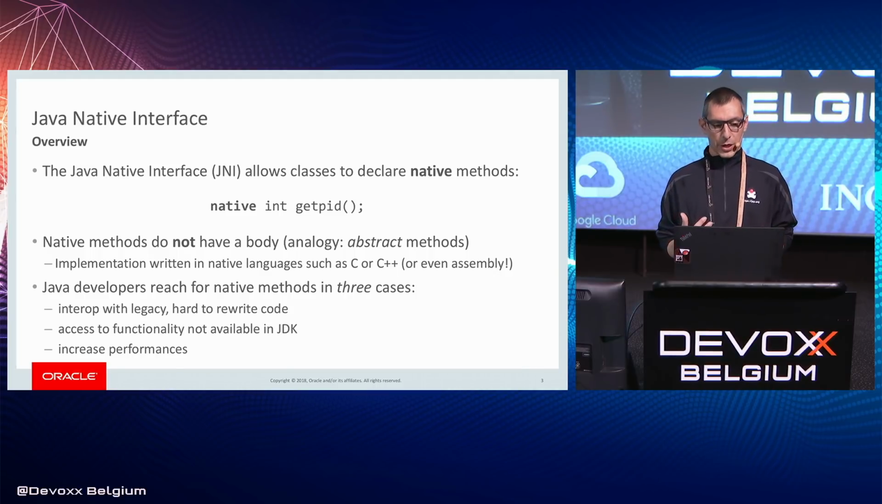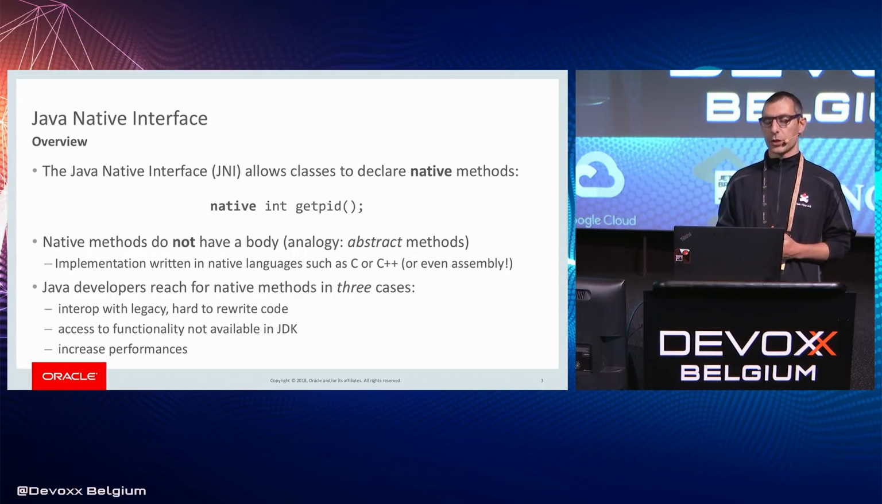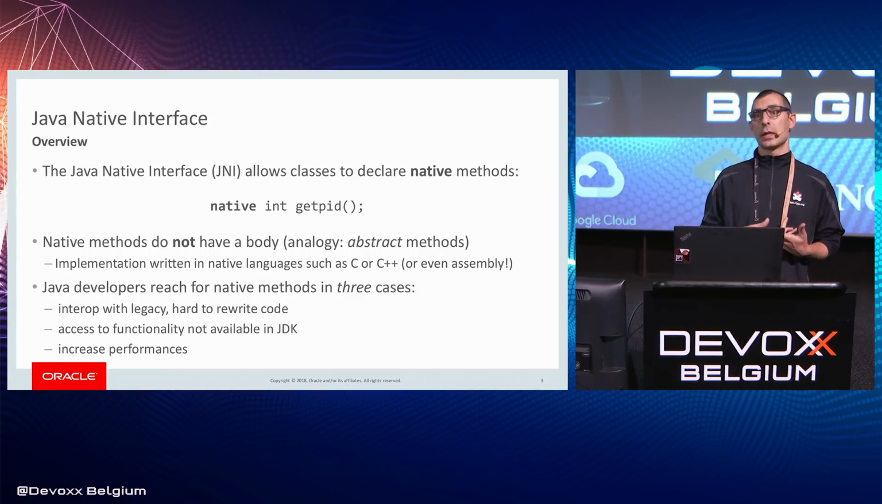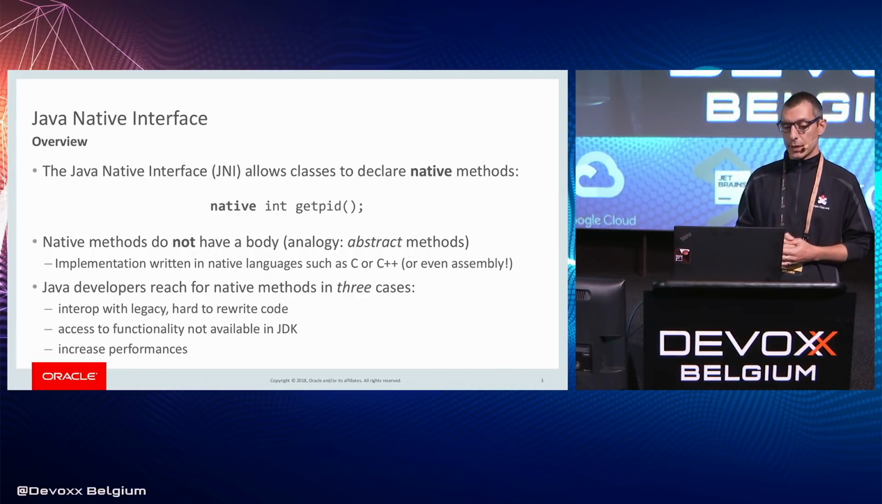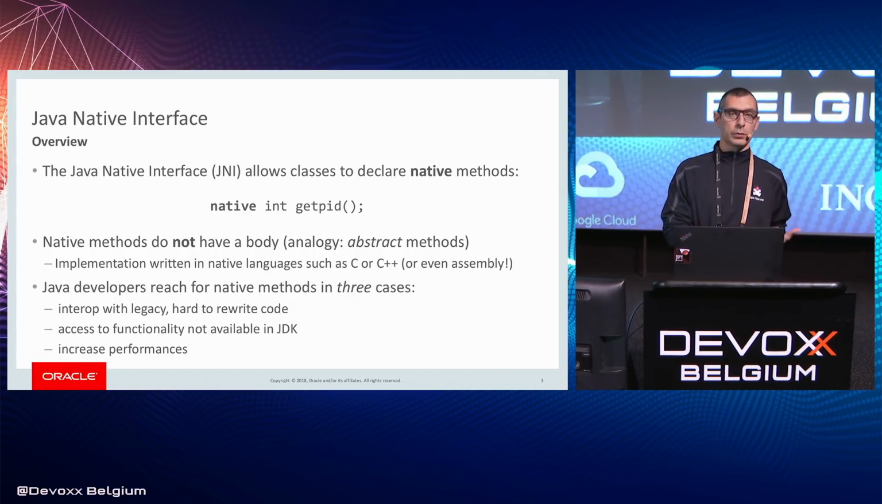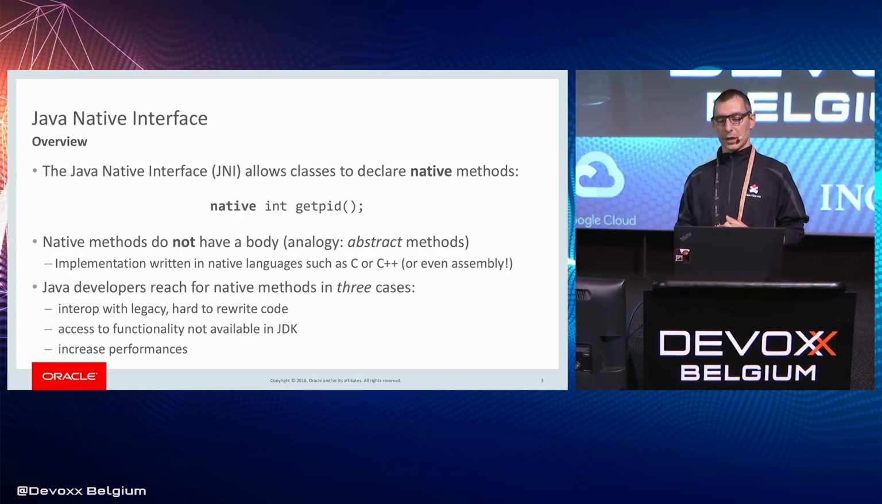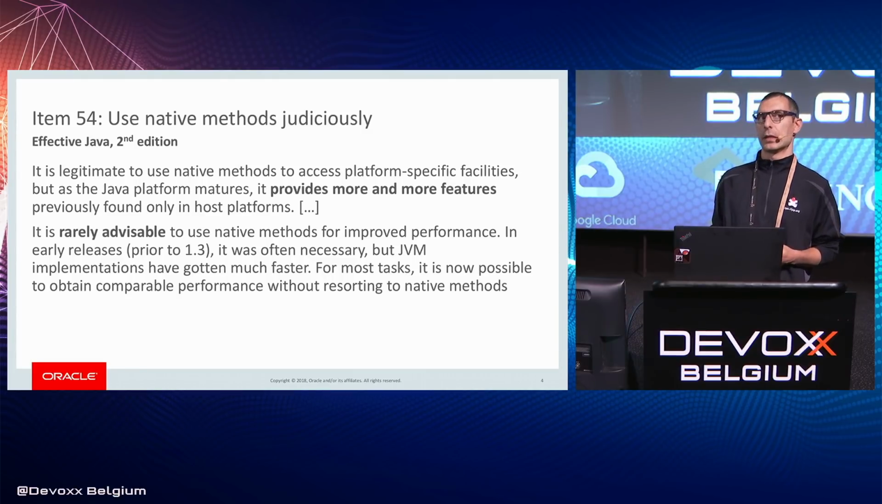Typically, developers reach out for native method in three situations. First, when they have to interoperate with some legacy code that cannot be rewritten in Java. Second is when they need to access functionalities that are not available within the JDK. And third, to increase performances. And about these last 2 points, I think we are going to talk a little bit more in the next few slides.